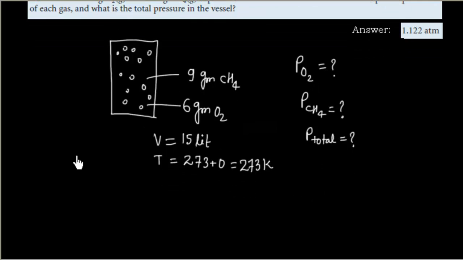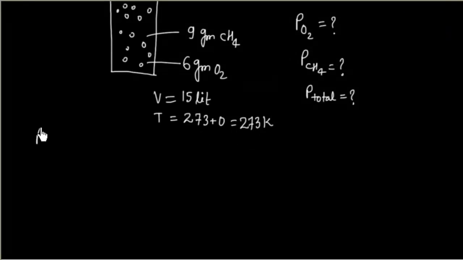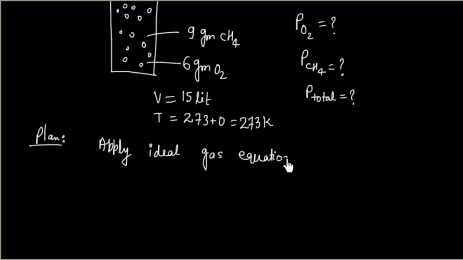Now how we'll proceed for this problem? We will apply ideal gas equation for methane to get the partial pressure of methane. Similarly, we can apply ideal gas equation for oxygen to get the partial pressure of oxygen. That is, we have to apply separately. So plan will be apply ideal gas equation separately for oxygen and methane.